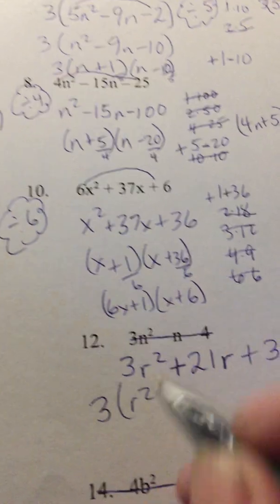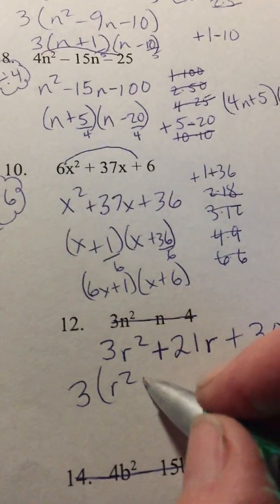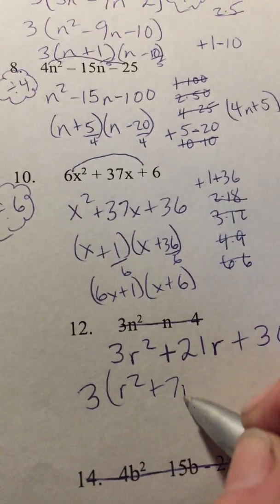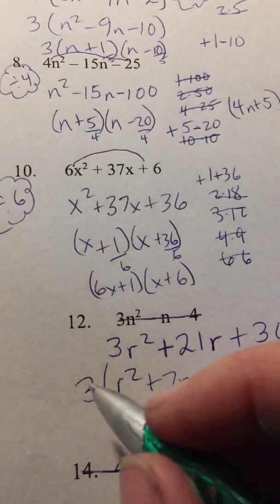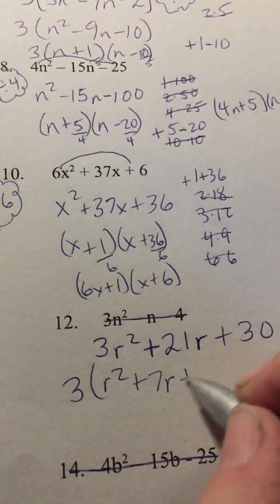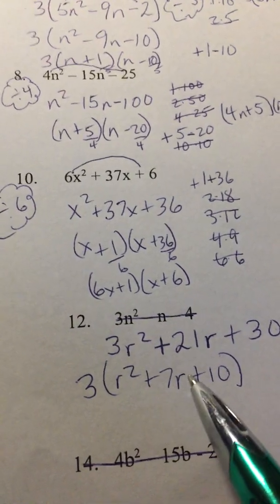That leaves me 3 times r squared is 3r squared. 3 times what is 21? I need a positive 7, and I need an r with it. So 3 times 7 is 21, and r's and r. 3 times what is 30? I need that to be a positive 10. Now, this part in here can be factored into a binomial times a binomial.